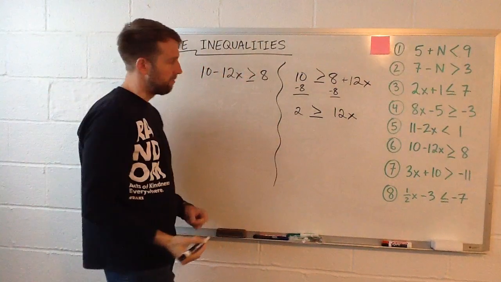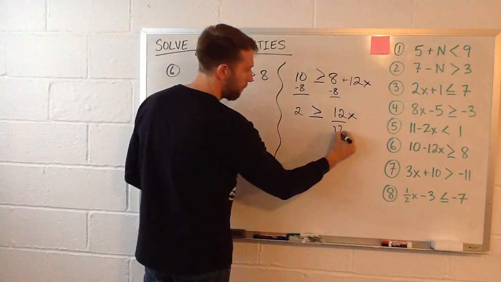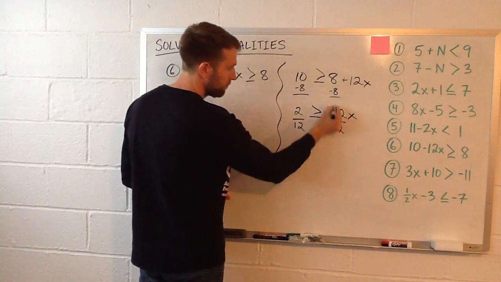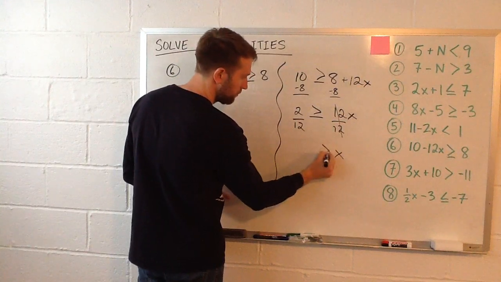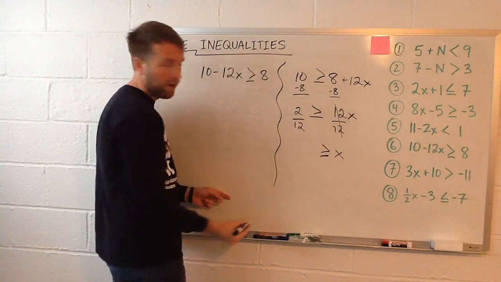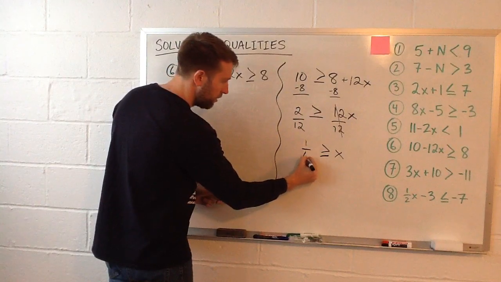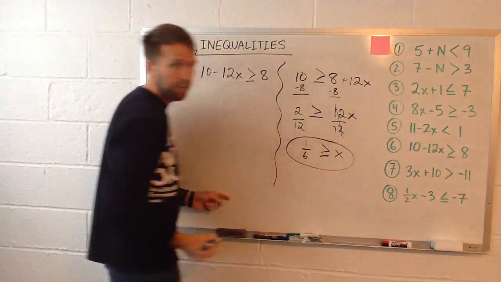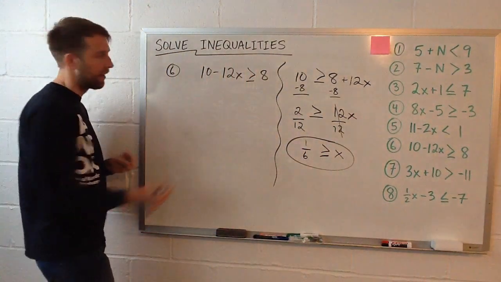Feel free to pause it if I'm going too fast. Two over 12 simplifies to 1/6. Let's see if I get the same thing over here, solving for a negative x.